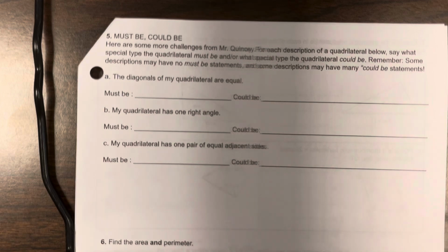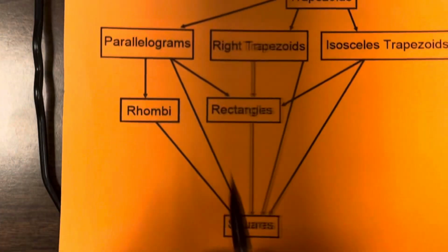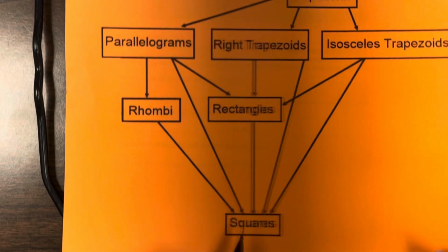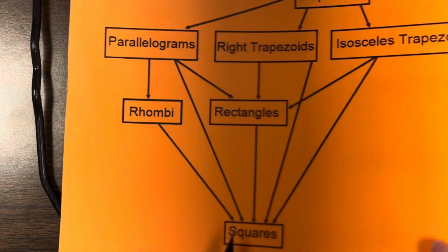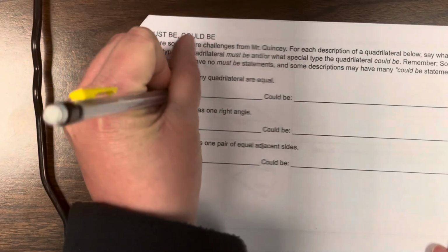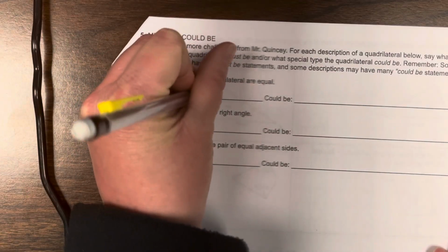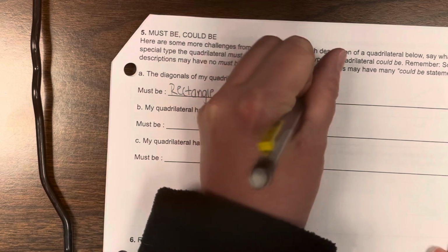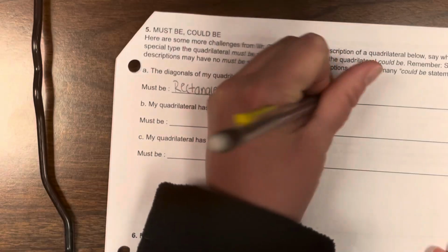Sorry about that. When I'm thinking about my hierarchy, I know that a rectangle has a specialized shape, which is a square. So it must be a rectangle, but it could be a specialized rectangle, which would be a square. So that one was pretty short.